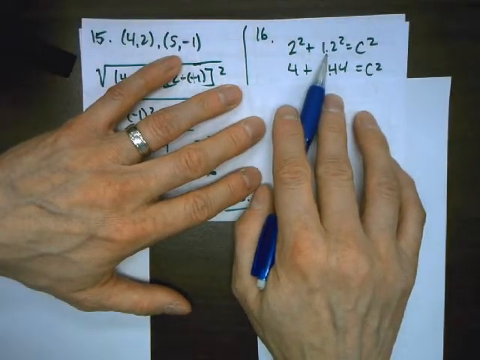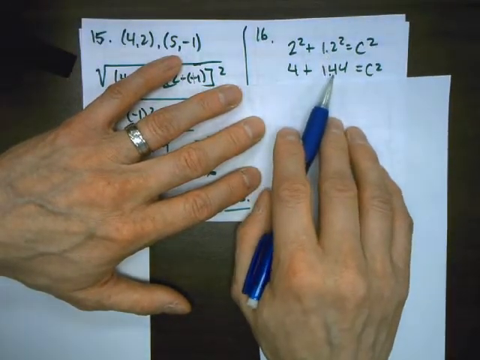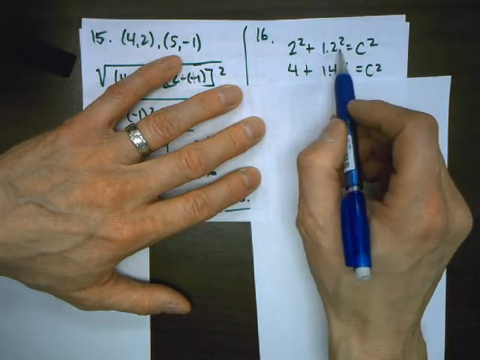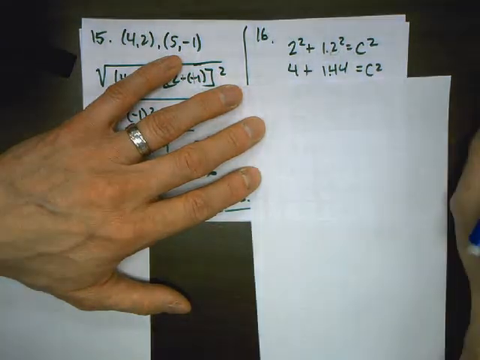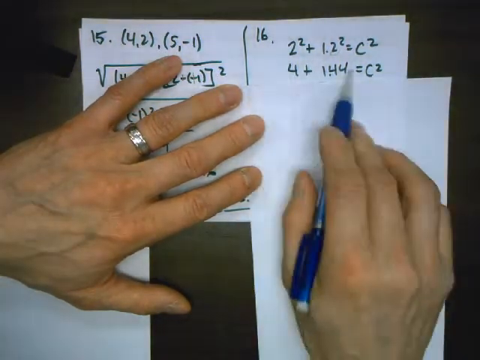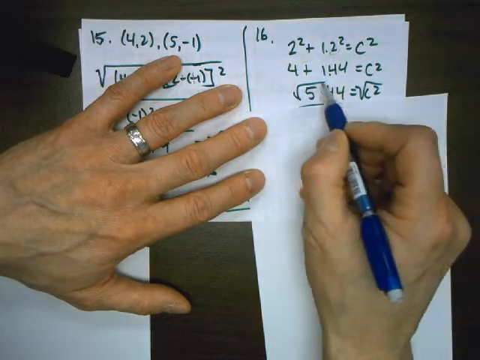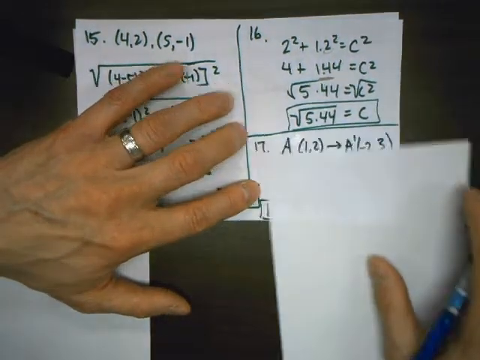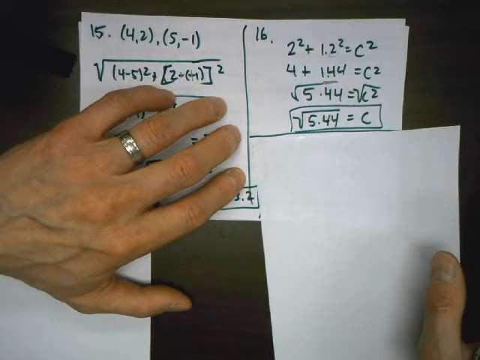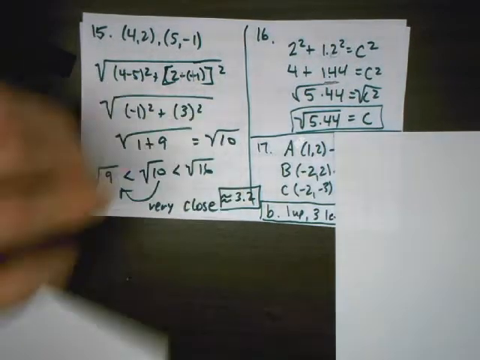2 times 2 is 4. Now I want you to think about this. 12 times 12, most of you have that memorized as 144. Now, if there's 1 decimal space and you square it, there's going to be 2, so just put 2 decimal spaces in 144. Add these 2, just add the 1's together. And take the square root of both sides, like we always do for Pythagorean theorem, and that's not a perfect square, so there's my answer. That's an exact answer.